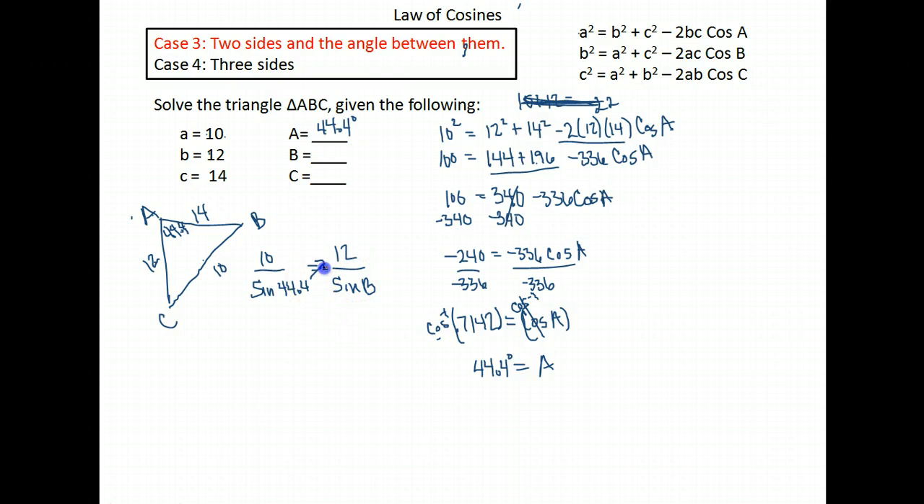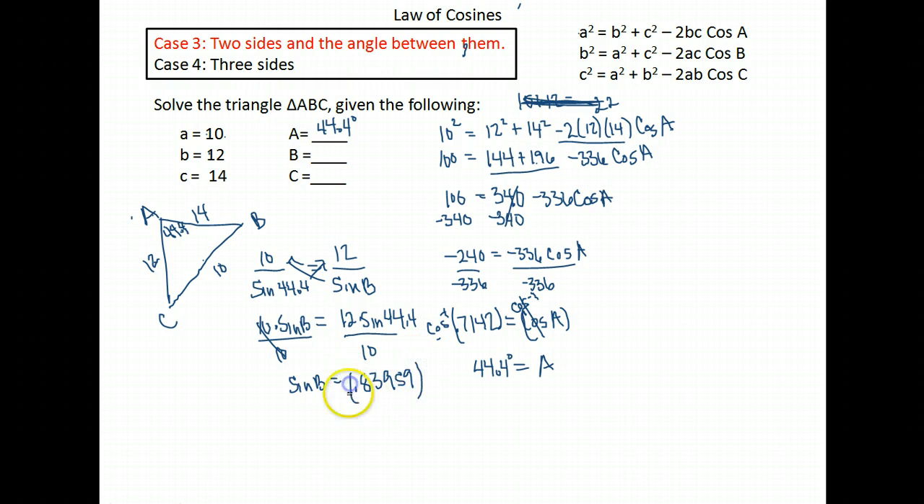We need to solve for B. I'm going to cross multiply to get it out of the denominator. We got 10 times the sine of B equals 12 times the sine of 44.4. And then I would have to divide both sides by 10. I get the sine of B equals, I'm going to calculate this, 12 times the sine of 44.4 divided by 10 gives me 0.83959, and it goes on from there.